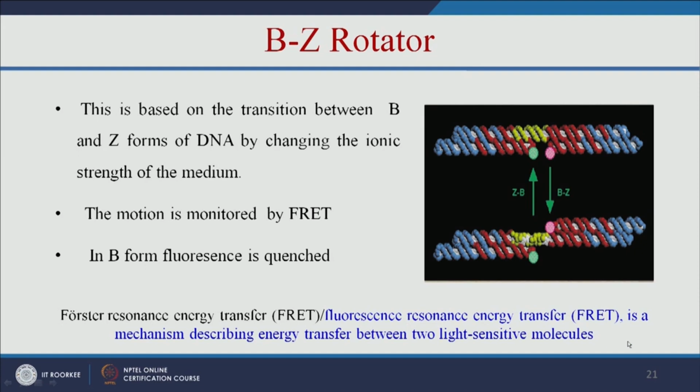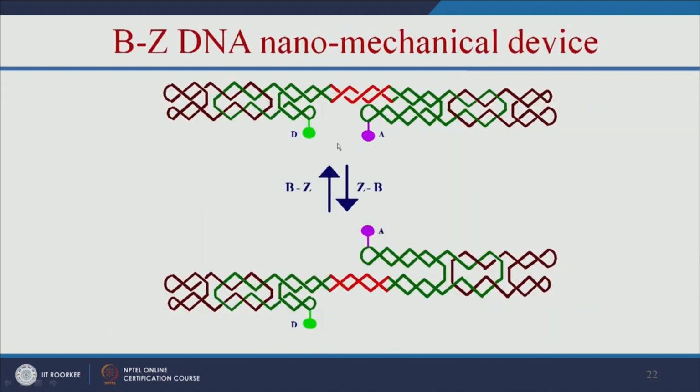So what is FRET? It is a mechanism describing the energy transfer between two light sensitive molecules. So here we can simply change the ionic condition of the medium, so we can convert the bDNA into zDNA. This is your fluorescence molecule and this is your quencher. When it is in the bDNA form, it will not show any fluorescence. When you change the ionic medium, it will become zDNA, where your fluorescence molecule as well as quencher will be separated, and it will give the fluorescence.